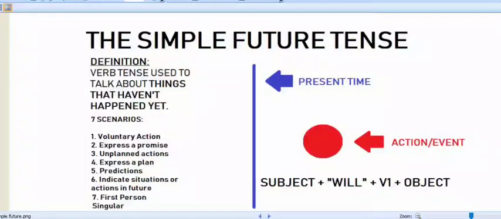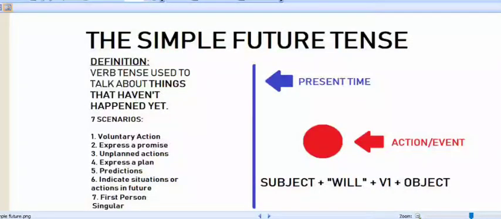So, this clearly means that the action has not happened yet, but it will happen sometime in future. And therefore, we will be adding something called "will" in every sentence, which represents the simple future tense. So, the formula is subject plus will plus V1, the base verb, plus object.